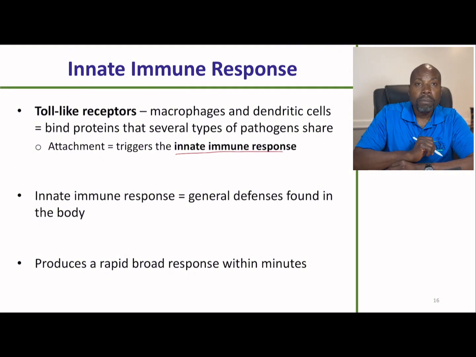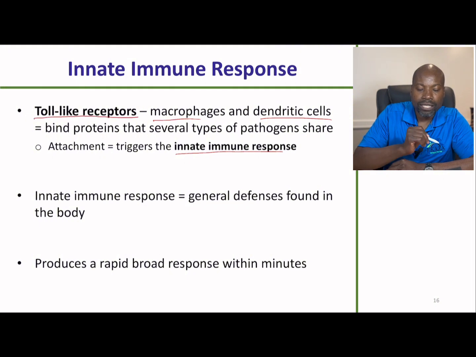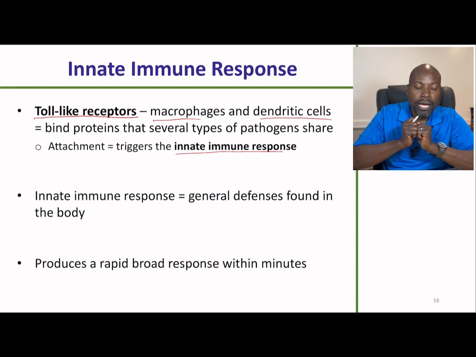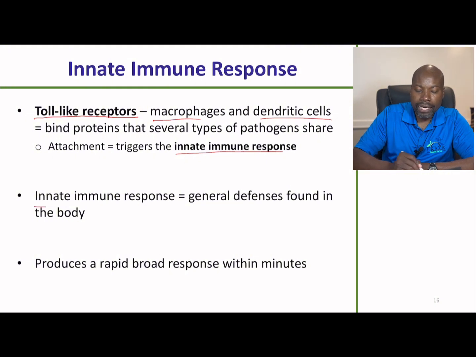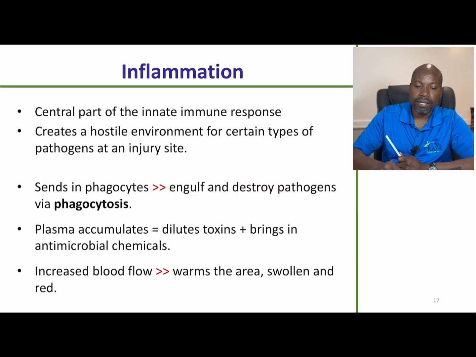So now, many cells, including macrophages and dendritic cells, are going to have receptors on their surface. These receptors are called toll-like receptors. These receptors are going to bind foreign particles and internalize these foreign particles that way and break them down so that they can destroy them, right? So again, the innate immune response is a generalized defense in the body, and it is produced immediately, within minutes.